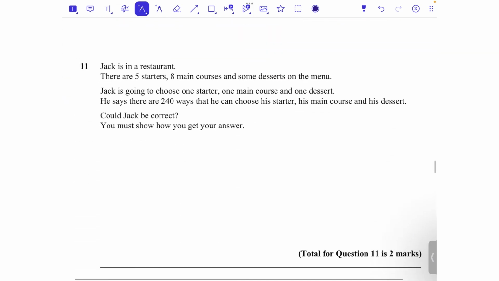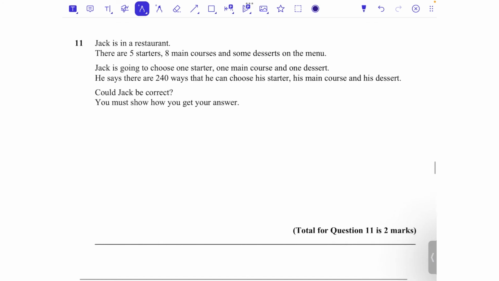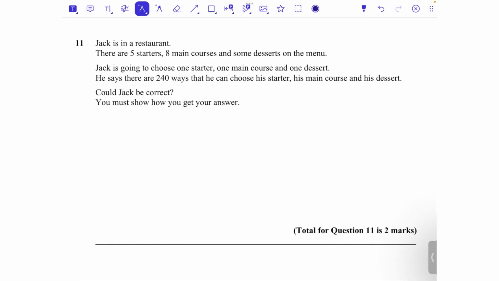Question number 11. Jack is in a restaurant. There are 5 starters, 8 main courses and some desserts on the menu.